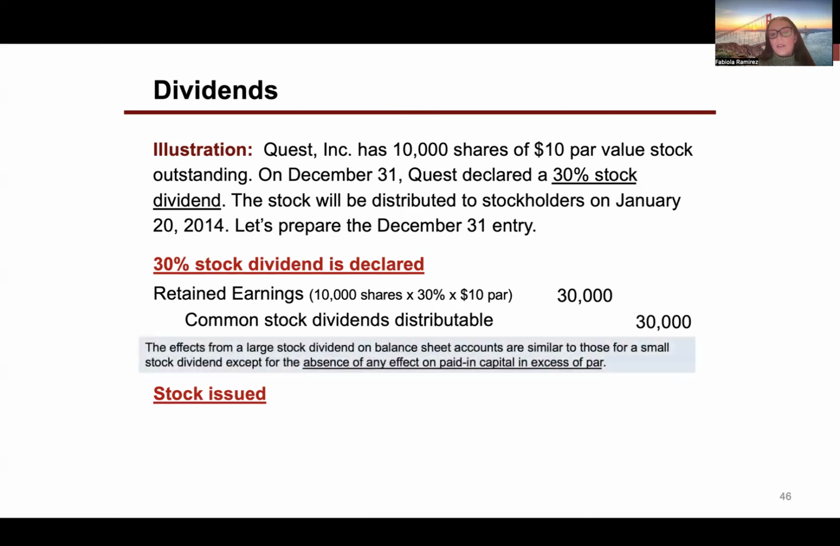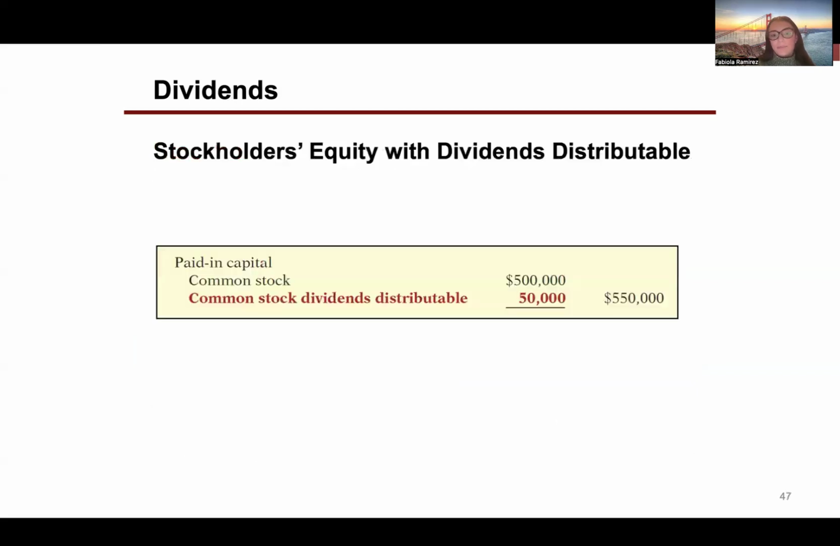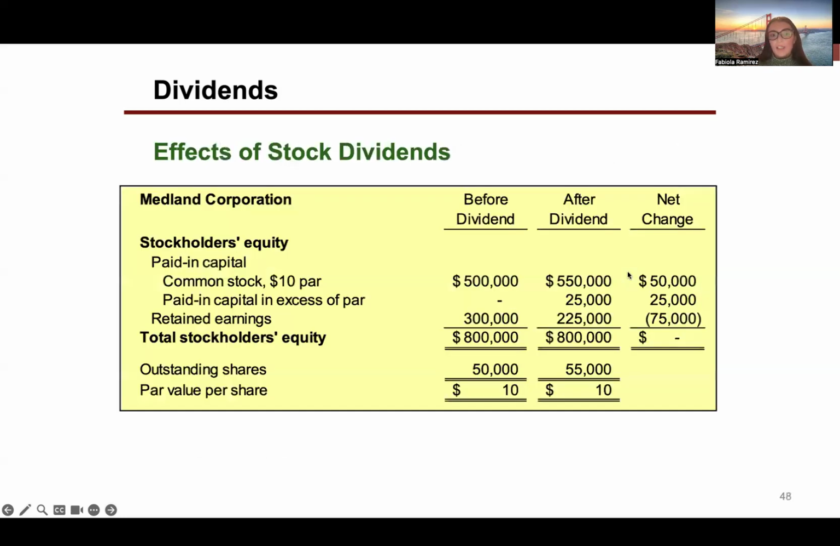The effects from a large stock dividend on balance sheet accounts are similar to those for a small stock dividend, except for the absence of any effect on paid-in capital in excess of par. When the stock is actually issued, we debit the common stock dividends distributable account and we credit common stock. The presentation on the balance sheet is as follows. Common stock, and then we follow that by including the common stock dividends distributable amount, and we report the total in the equity section of our balance sheet.